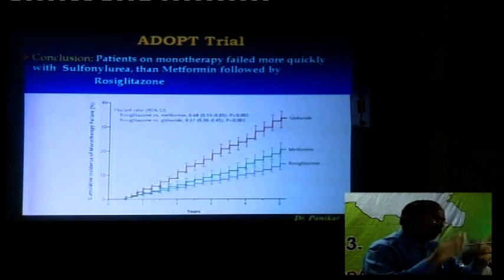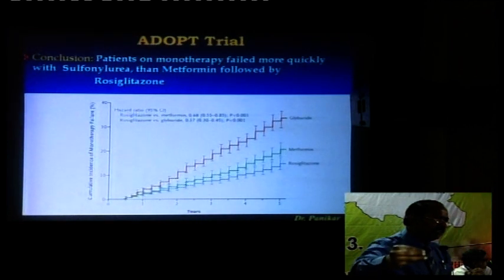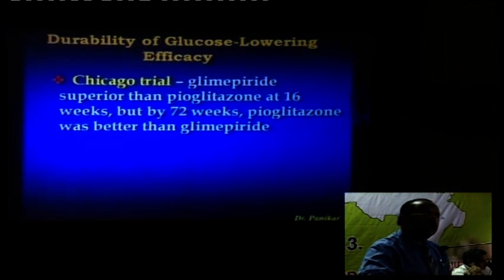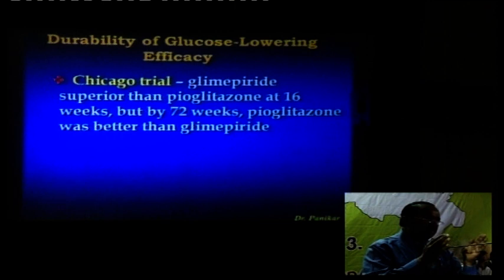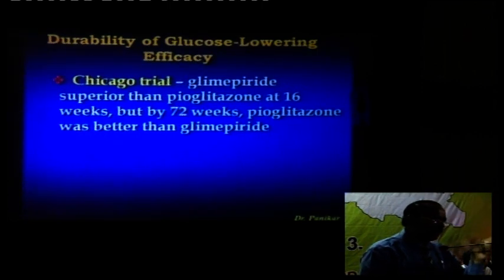What does this tell us? That of these 3 drugs, the glitazones preserved beta cell the maximum as compared to the others. This was the Chicago study where they compared glimepiride with pioglitazone over a 72-week period. In the first 16 weeks, glimepiride was superior in controlling the blood glucose as compared to pioglitazone. But after 16 weeks, by 72 weeks, the glimepiride effect was wearing off. But the glitazone effect still remained. What does that tell us? Simple, that the glitazones preserved more beta cells as compared to the sulfonylurea.